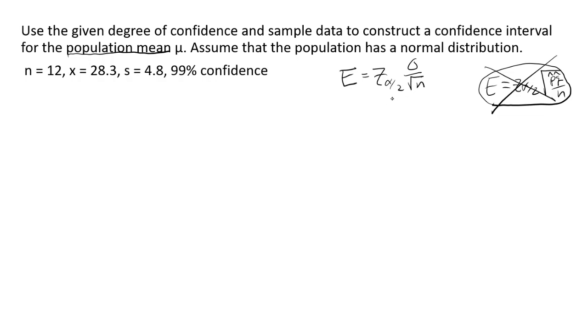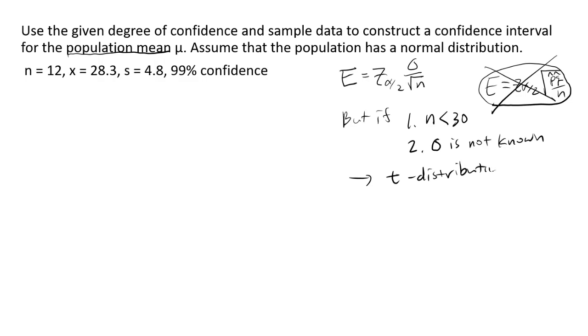If number one, your sample size is less than 30, and number two, the population standard deviation is not known, then you must use the t-distribution. Okay, so let's use the t-distribution to solve this. First of all, let's calculate t alpha over 2.